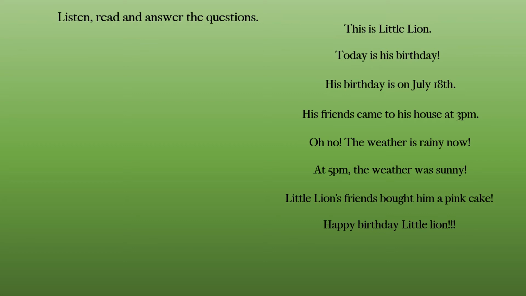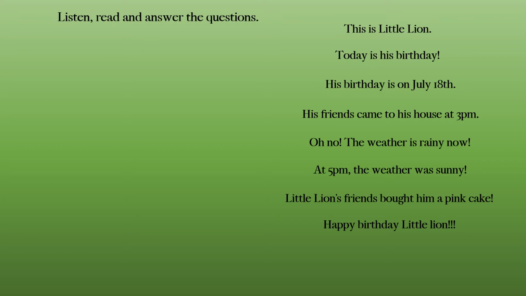Okay, here we go. This is Little Lion. Today is his birthday. His birthday is on July 18th. His friends came to his house at 3 p.m. Oh no, the weather is rainy now. At 5 p.m, the weather was sunny. Little Lion's friends bought him a pink cake. Happy birthday, Little Lion.